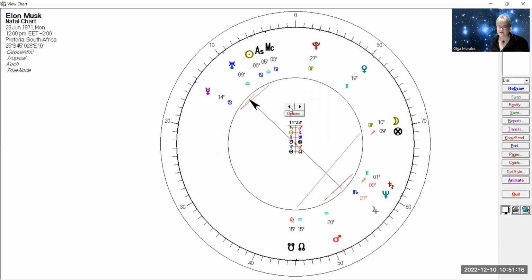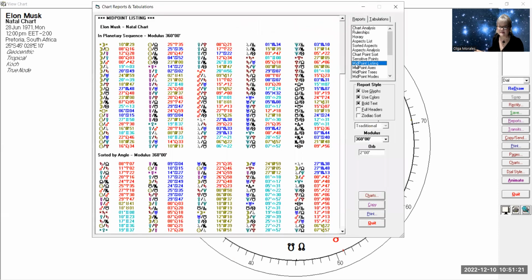So you can keep going around and have a look. The other thing is in reports, you can see there's a midpoint listing. So anytime you want to find where there's a midpoint in your chart, just so you know there's a planet at a certain point, especially when planets are stationary, if it's triggering a midpoint in your chart, it's going to be there for a long time. That can either be quite difficult if it's Saturn sitting on an already difficult midpoint structure, or if it's Jupiter, you're going to have a lot of luck that time. So this is why I love midpoints so much.